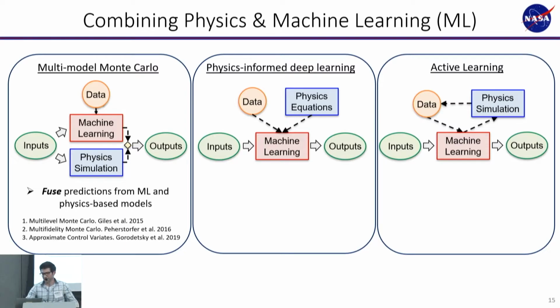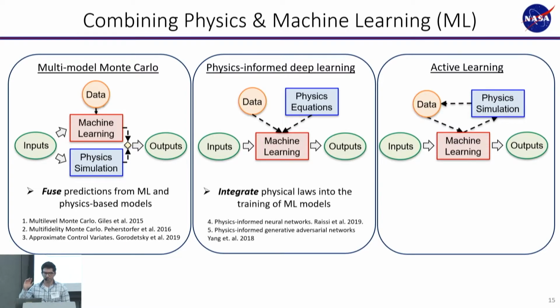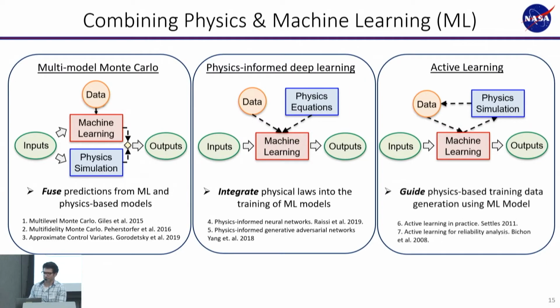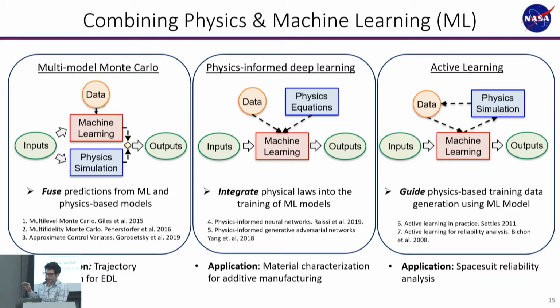We'll talk about physics-informed deep learning, so an idea that we want to train a machine learning model by integrating physical laws into the training process in addition to any training data that we have. And finally, we'll talk about active learning, which was talked about a little bit earlier as adaptive sampling or sequential design. This idea that we can guide where we want to collect training data with our physics-based model using the machine learning model. So a way to collect training data where it matters the most when your model is expensive. And we'll talk about these three methods in the context of some applications at NASA.